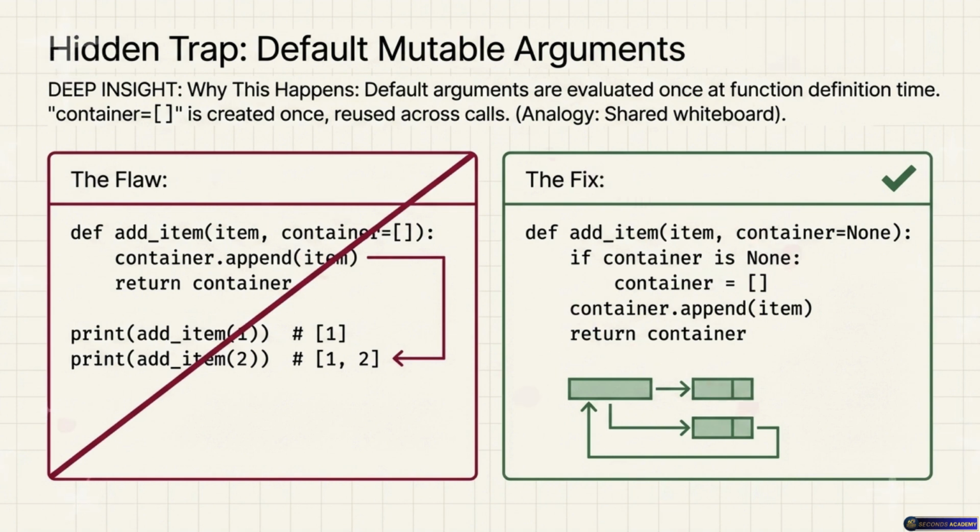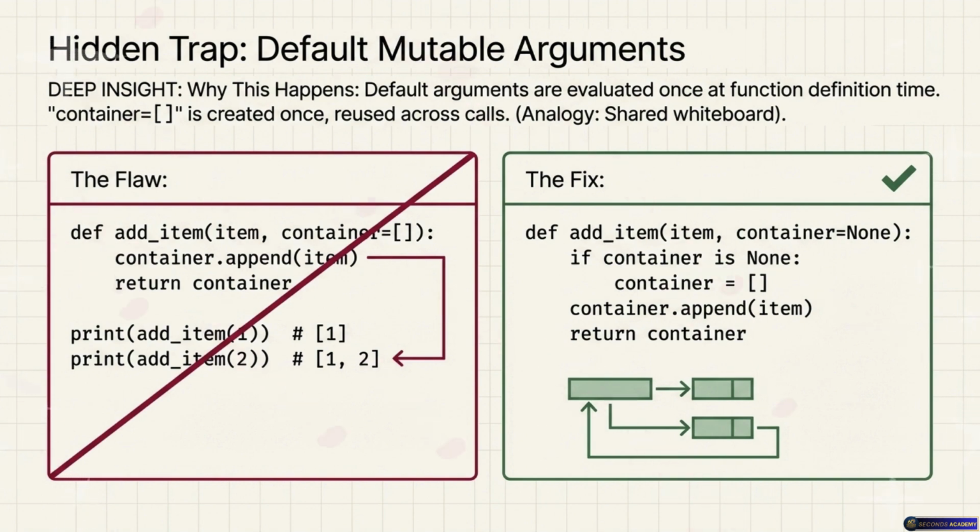The fix for this is simple, though. You set the default to None, so container equals None. And then inside the function. Inside the function, you write an if statement. If container is None, container equals empty list. This forces the creation of a brand new list at execution time, giving you a clean whiteboard for every single function call. That is such a good habit to build.